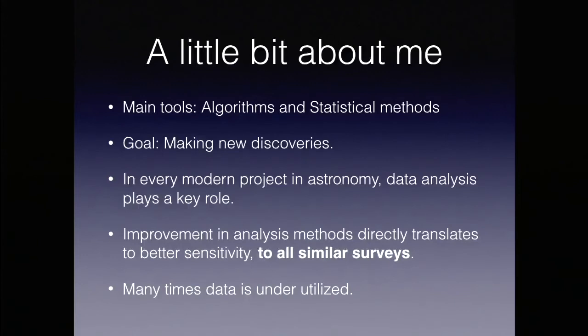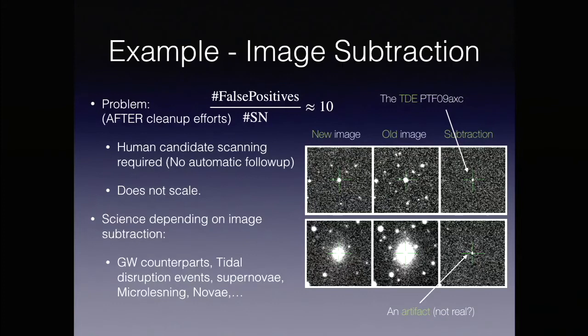One example that I like to present is the image subtraction example that Strel mentioned. The problem, as it was mentioned to me, was that the number of false positives in a supernova survey was just bigger than the number of supernovae. And that's after all cleaning efforts have been made. And this was a major problem in astronomy. In fact, there were conferences, such as Hot-wiring the Transient Universe, that tried to deal with this problem. So the manifestation of this was that human scanning was involved in triggering follow-up telescopes.